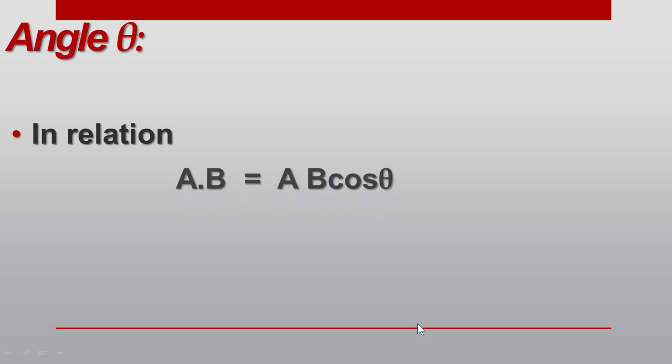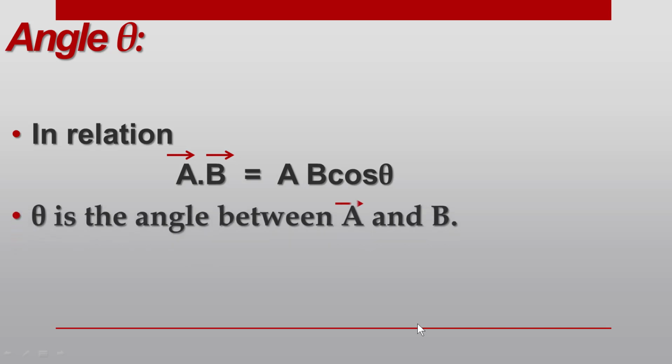So what is this angle theta in the relation A dot B is equal to AB cos theta? Normally if you are asked what theta is, you say that theta is the angle from the positive x-axis in the anti-clockwise direction towards the vector. That is normally the definition of theta, but this theta is different. This theta is basically the angle between vector A and vector B.